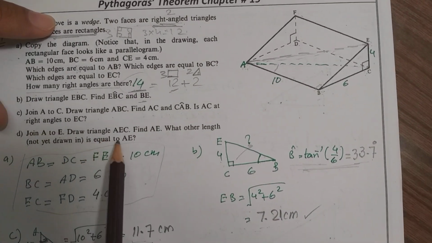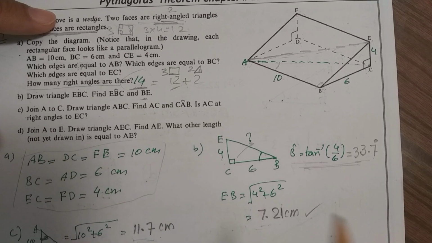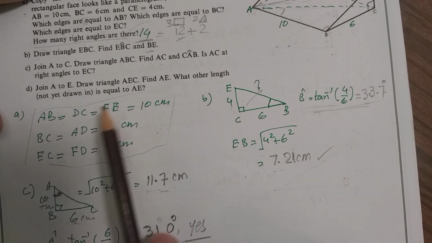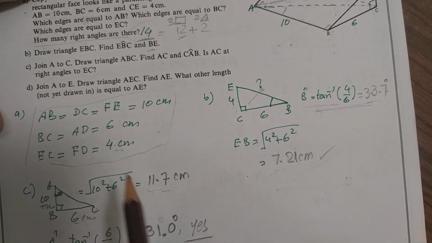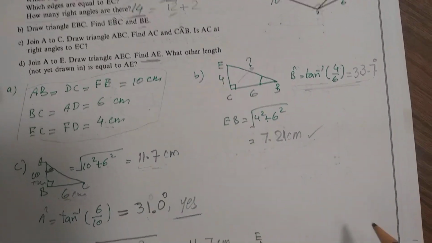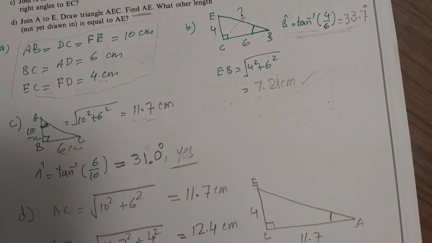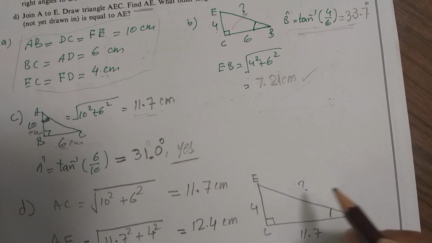Draw the triangle EAC. This is the triangle EAC. What other length is not yet equal to AE? Okay, first find AE. We need to find AE. This is what we need to find out.